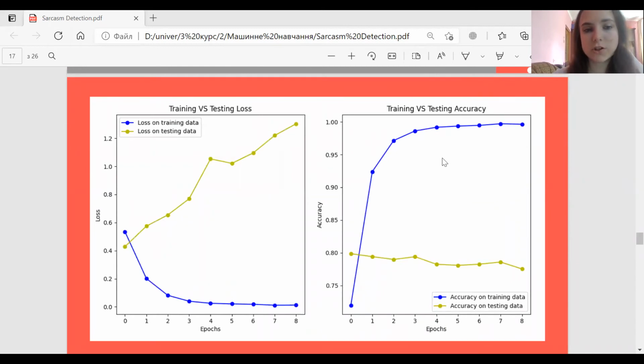In these graphs, you can see the change in values, accuracy and loss, on the training and testing data depending on the epochs during training the model. The blue line stands for training data, while the yellow line stands for testing data. The loss on training data goes lower, while on testing data, the value increases. And the situation is opposite with the accuracy. The value increases on training data, but on testing data, the accuracy goes lower.